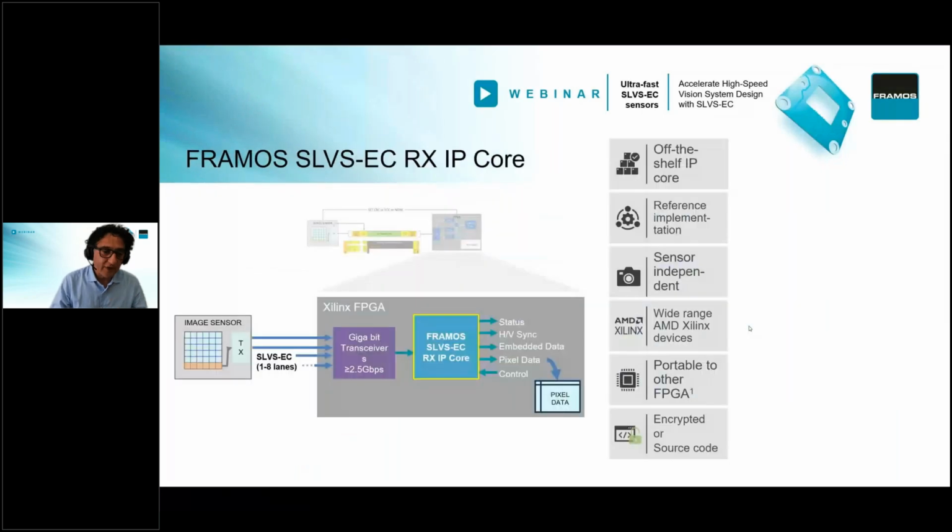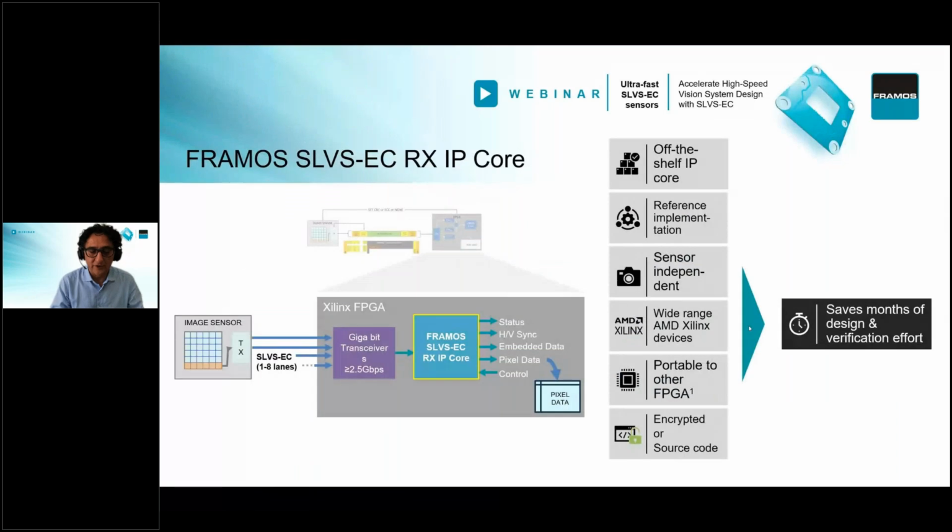The IP core from FRAMOS is something that you put on a Xilinx FPGA or any other. This could be considered and discussed. It can receive the bit stream from the image sensor and convert it into pixel data in the memory buffer. What we do is an off-the-shelf IP core, so you buy and use it. There is a reference implementation. It's independent from the sensor. It's in some way portable to other FPGAs and is available, as I mentioned, as source code or encrypted, typically encrypted.